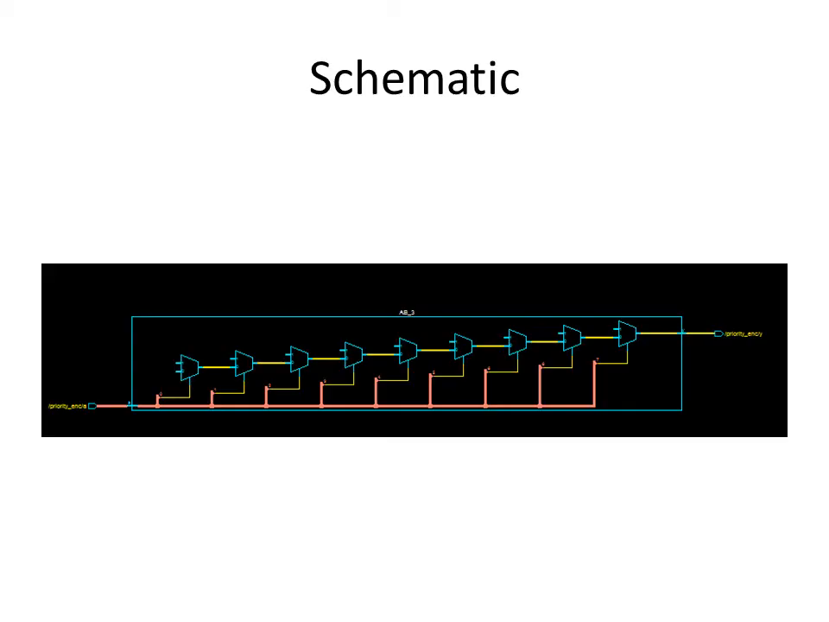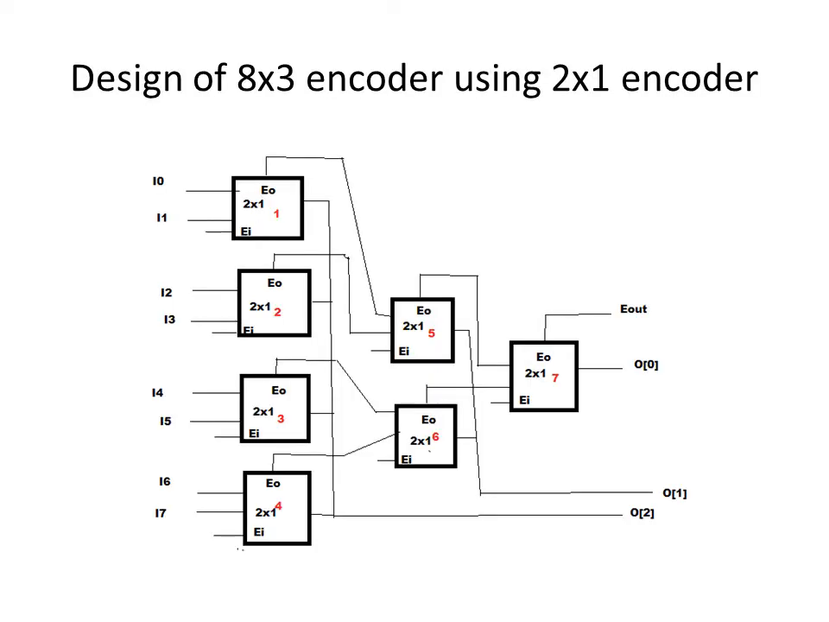So that is why the circuit complexity is very high compared to the normal encoder. And now let us go for our design. We are designing an 8x3 encoder using 2x1 encoders. So the 8x3 encoder has 8 input lines and 3 output lines.